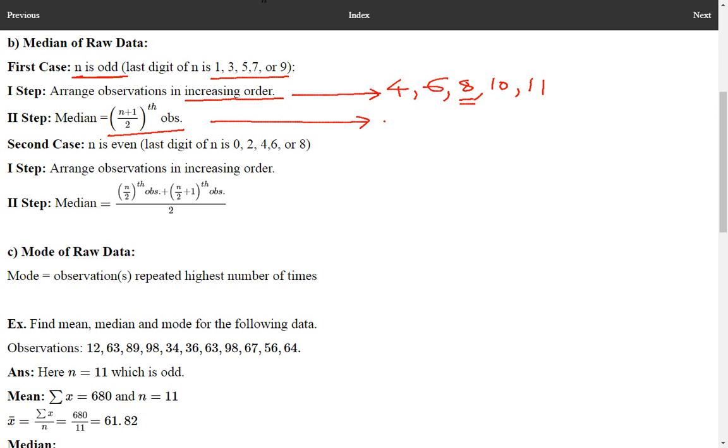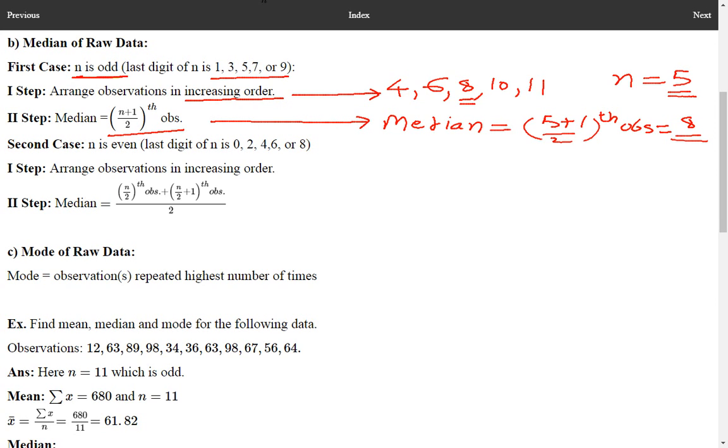So what is median? Median for this data is, what is value of n here? There are how many observations? There are 5 observations, so it is odd. So median is equal to 5 plus 1 upon 2th observation. It is not 5 plus 1 upon 2, but it is 5 plus 1 upon 2th observation. That equals to 5 plus 1 is 6, 6 upon 2 is 3. So it is third observation, first, second and third. So median is 8. Median is simply middle value.